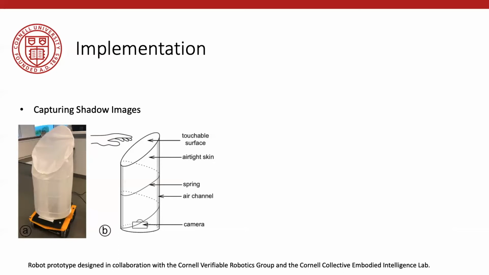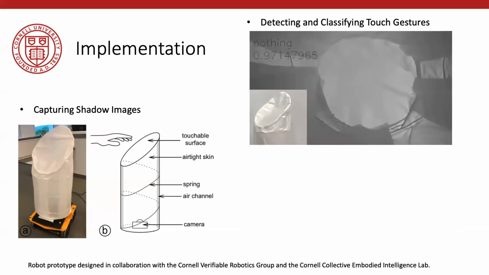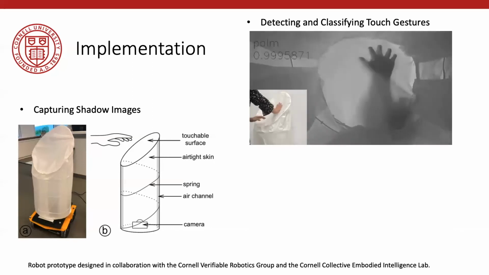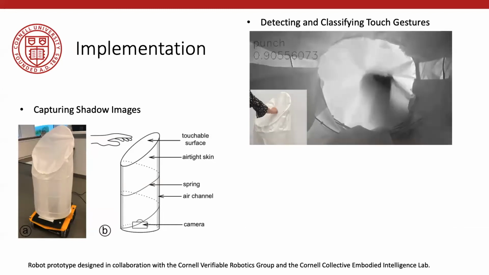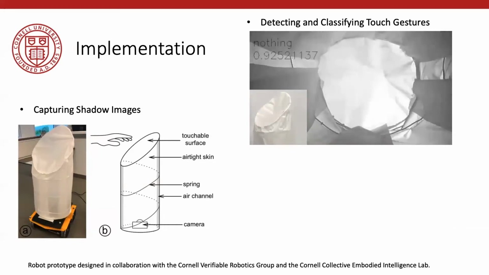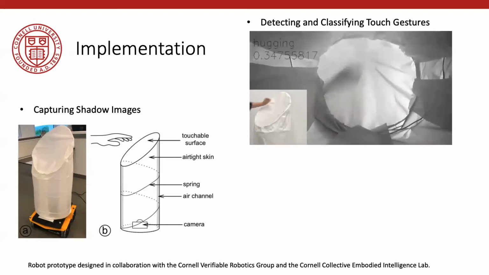We implement ShadowSense with an inflatable robotic prototype. It has translucent skin covering the body and a fisheye camera inside, capturing both the shadows on top and sides of the skin. To detect and classify shadow images, we implemented densely connected convolutional neural networks that take shadow images as input and output a predicted label of touch gestures, which you can see in the top left corner of the video.